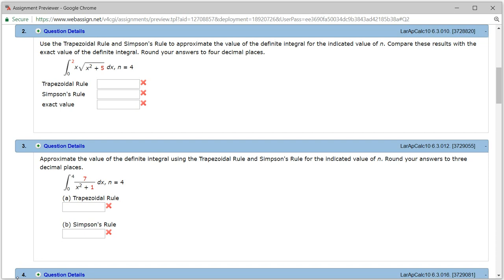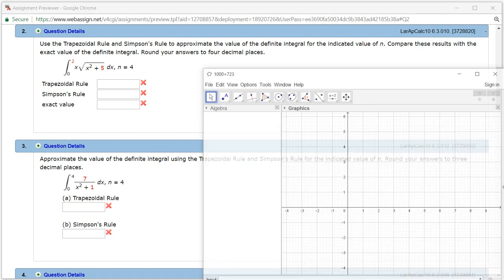Alright, let's look at homework 6.3, problem number 2. Let's use the trapezoid rule and Simpson's rule to approximate this definite integral. I'm going to bring out GeoGebra here.